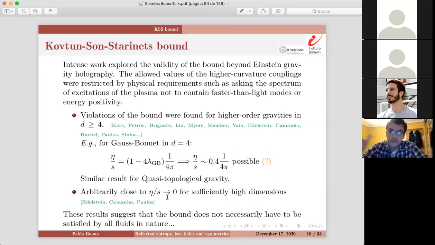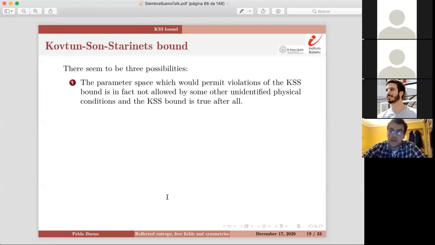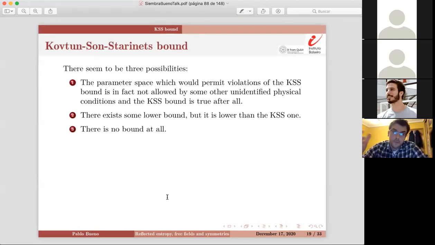So these results, in principle, suggest that this bound doesn't necessarily have to be universal or satisfied by all fluids in nature. So there seem to be 3 possibilities. It may be that we are not considering all possible constraining conditions on the couplings that one may think of, and in fact, the bound is true. And these things by Gauss-Bonnet and quasi-topological gravity are just because we are allowing the values of the couplings to be larger than they should, for instance. It may be that there is some lower bound, but it's lower than the KSS one. That's another possibility. Or perhaps there's no bound at all.